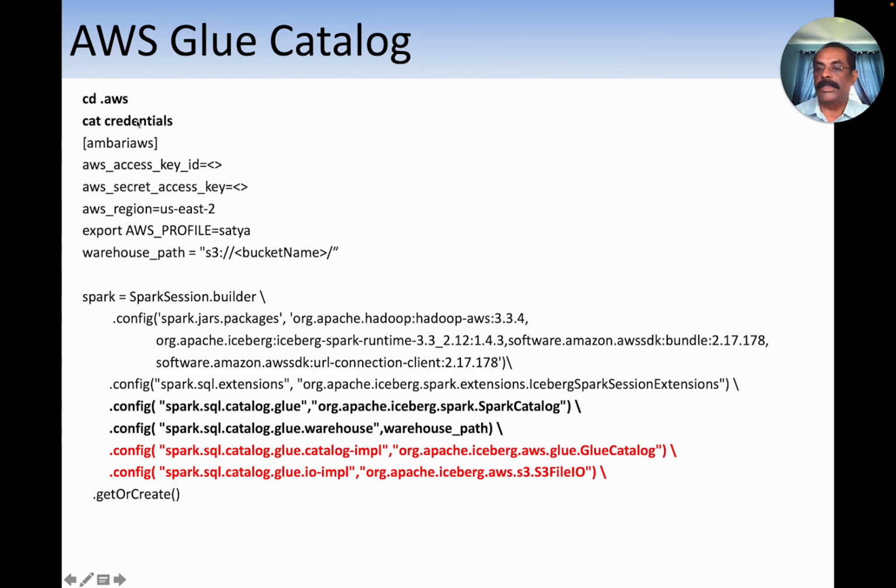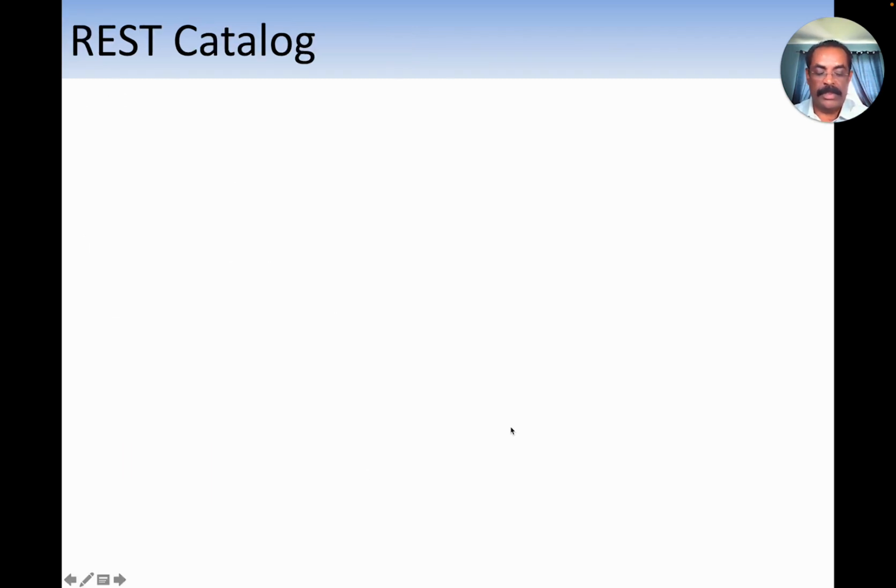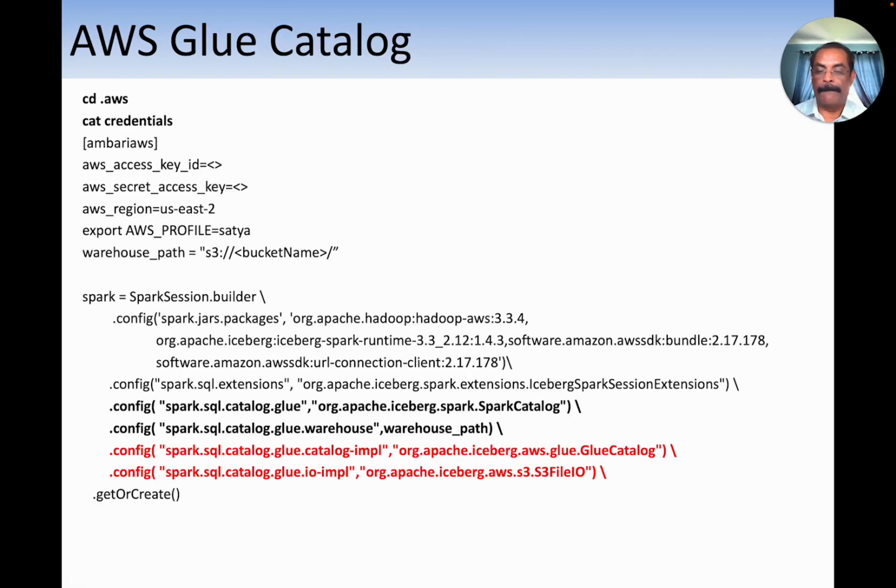So very simple: set up your credentials in the .aws directory, and this is our Spark session here. But here I'm using only Glue, Glue based on Iceberg. If you want to have Hive tables in Glue, then yeah, you need to set up the Hive type in the Glue. Okay.